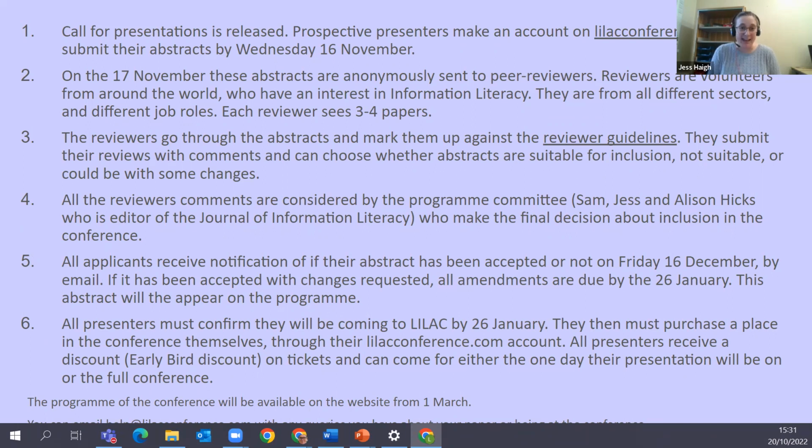If it's been accepted with changes requested, so if there's some things we want you to add or take out or make clearer, then all amendments must be sent back to us by the 26th of January. And the abstract that is finally accepted will be the abstract as it appears on the programme.